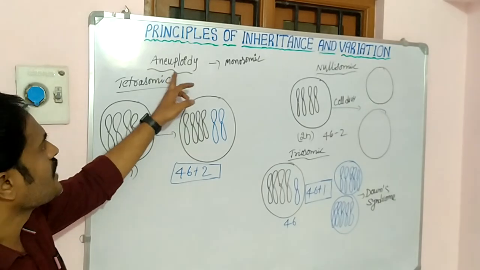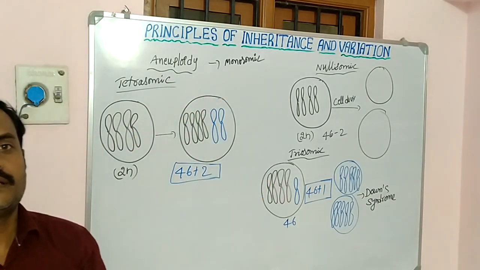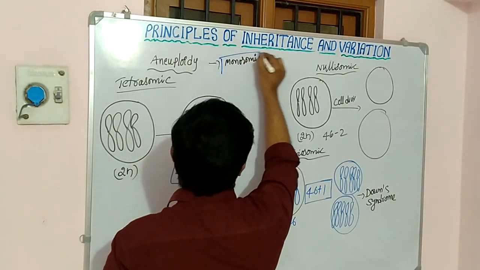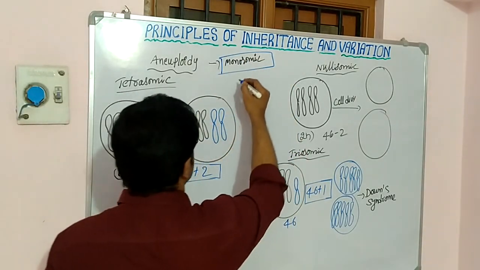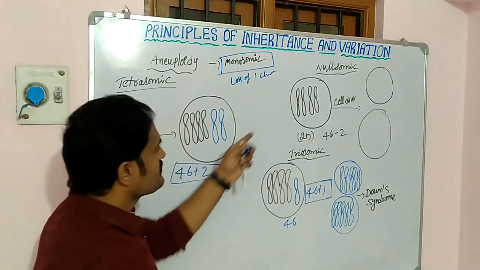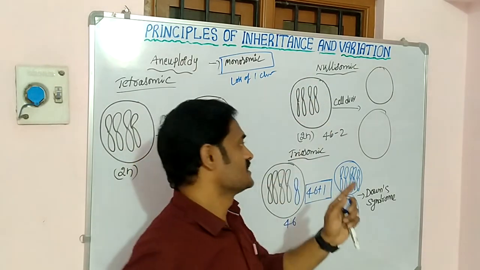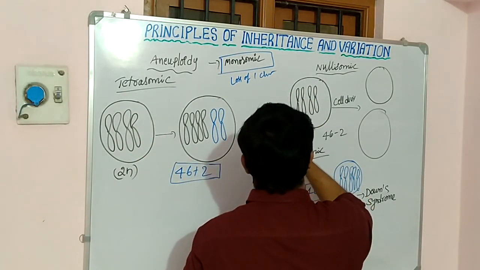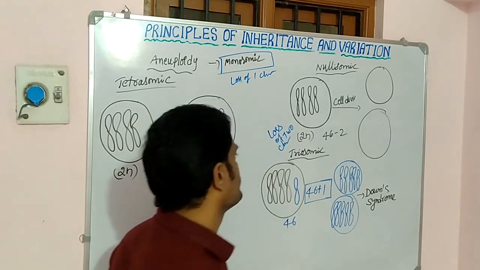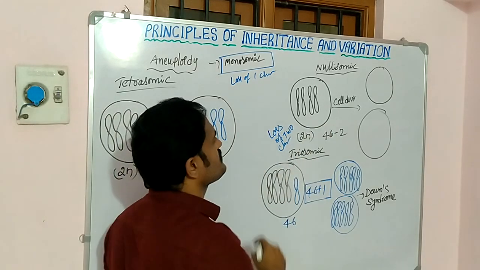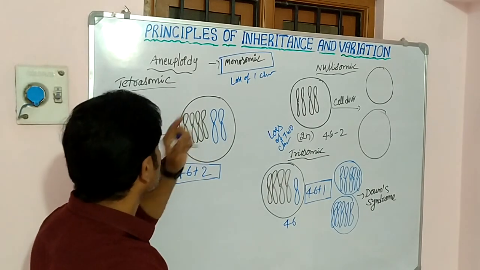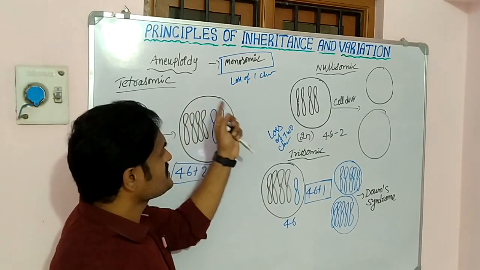Okay? So aneuploidy is not a single type, it is majorly four types. Remember, the first one is called what? Monosomic, loss of one chromosome. The second one is called what? Nullisomic. Nullisomic means loss of two chromosomes. Sorry, this one, monosomic, causes Turner's syndrome.